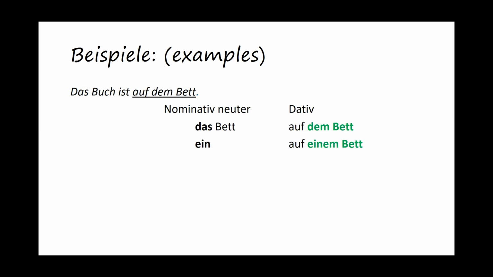And here's one final example of a neuter. Das Buch ist auf dem Bett. So not in this time, but auf. And if you remember back to the definitions of the prepositions, auf is on top of. And so we know that the book is on top of something, and that thing is auf dem Bett. And dem we know is either masculine or neuter. Well, in this case it's a neuter word, das Bett. So on the bed is auf dem Bett, and on a bed is auf einem Bett.